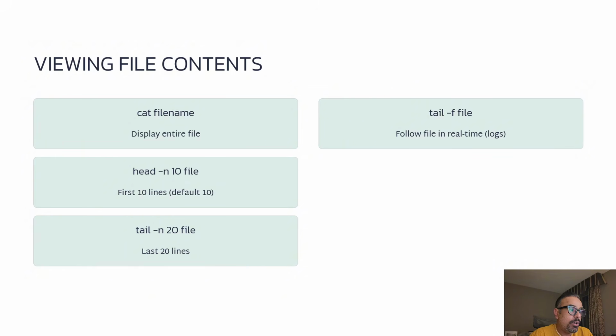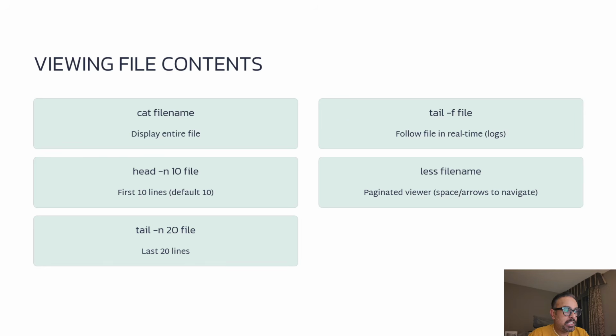Now tail -f file follows the file in real time, showing new content as it's added, and this is essential for monitoring logs while troubleshooting. You see new entries getting created automatically on the same terminal, so you don't have to again and again switch and go down to see the latest entry. Automatically it will keep on showing you.